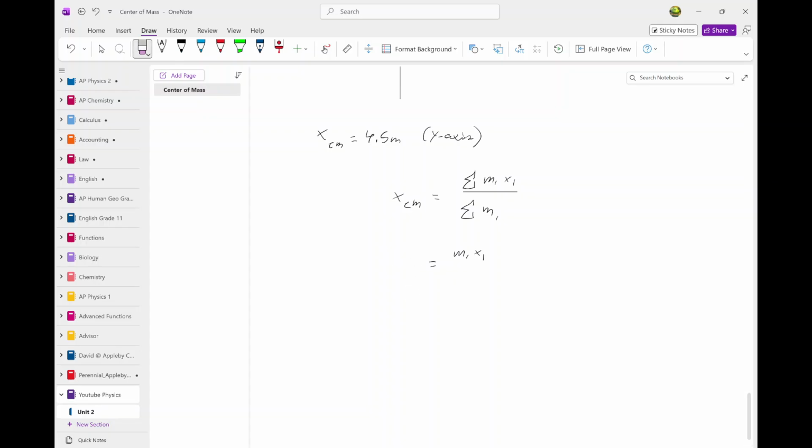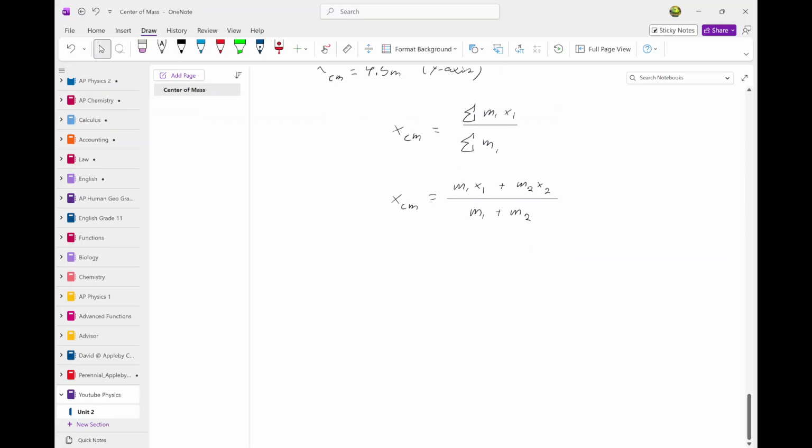First, it's always useful to leave it in variable form, so you don't have to deal with numbers messing around, because you can just cancel stuff and simplify. It's much easier that way. x2 divided by m1 plus m2. Here we go. So now we can finally just start plugging in.